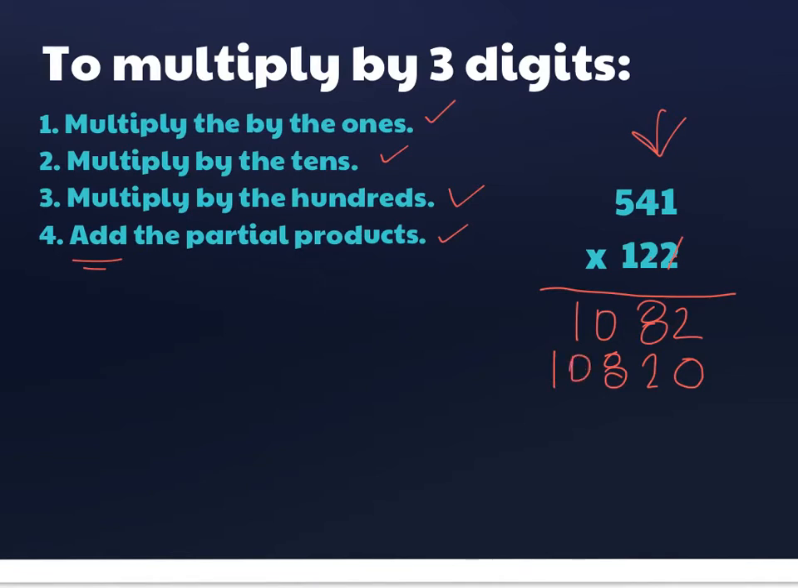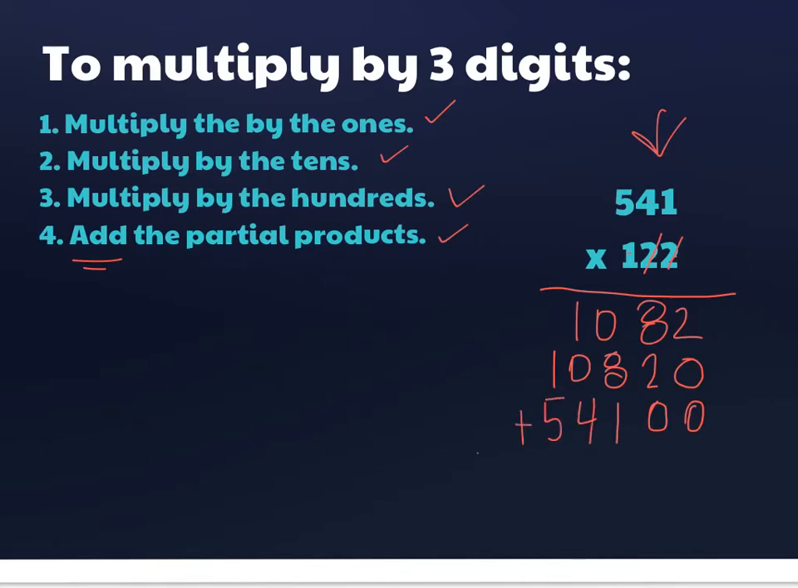All right, so again, I've multiplied by the tens, so now I have to multiply by the hundreds. And I've crossed out 2 zeros, so I put 2 zeros down below in the ones and in the tens place to hold my spot. So 1 times 1 is 1, 1 times 4 is 4, and 1 times 5 is 5.